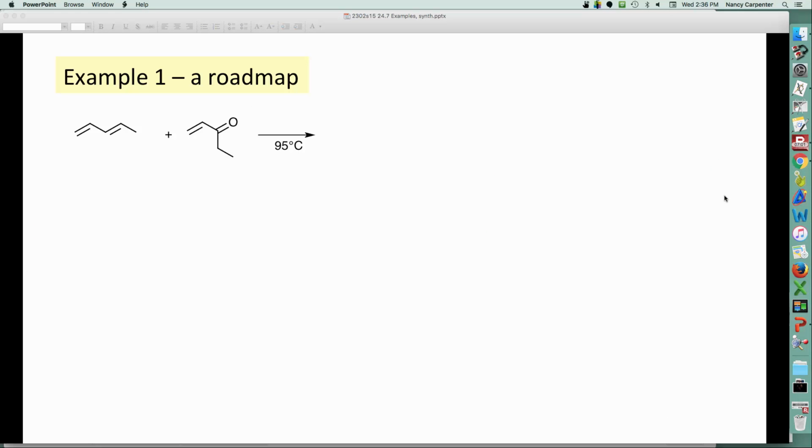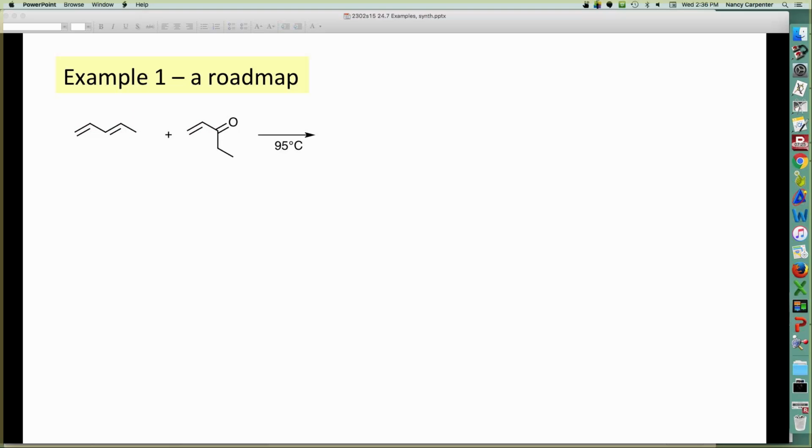Okay, so let's look at a couple of examples. A roadmap will be the first one, and here it is. We're starting off by adding these two guys at 95 degrees. What you should look at here is the absence of any strong electrophiles, the absence of any strong nucleophiles. That's giving you a big hint that this is probably a pericyclic reaction. Oh yeah, got a diene, got a dienophile. So those are your hints that you're talking Diels-Alder.